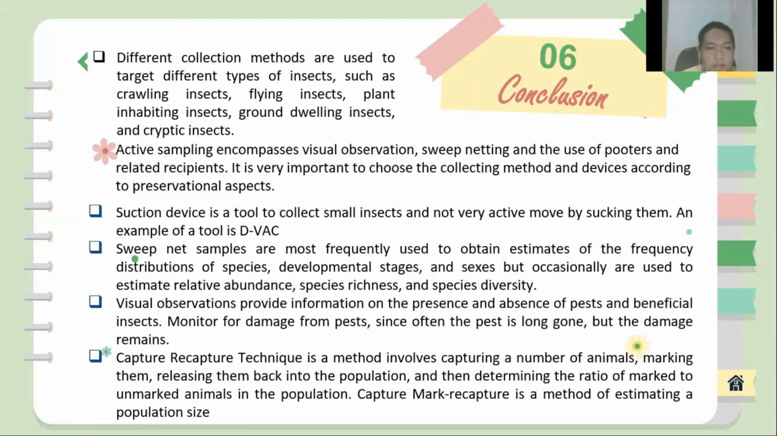Visual observation provides information on the presence and absence of pests and beneficial insects. Monitor for damage from pests, since often the pest is long gone, but the damage remains. The capture-recapture technique is a method involving capturing a number of animals, marking them, releasing them back into the population, and then determining the ratio of marked to unmarked animals in the population. Capture-mark-recapture is a method of estimating a population size.